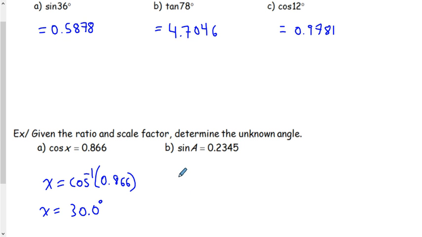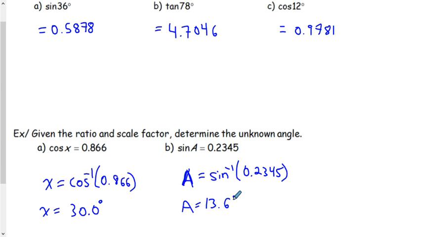Okay, let's try another one. We're going to need to use that shift button and hit the sine inverse this time to see what our angle A is. So we're using this to find an angle, so I'm going to go sine inverse 0.2345, and I'm going to see what I get. Looks like I'm going to get 13.6 degrees when I round it off to one decimal place.